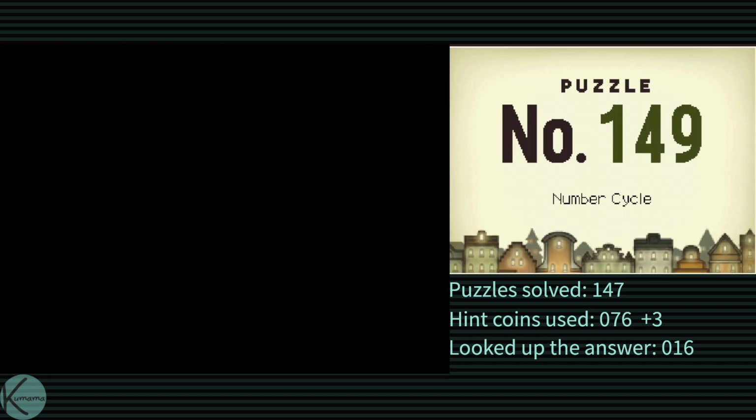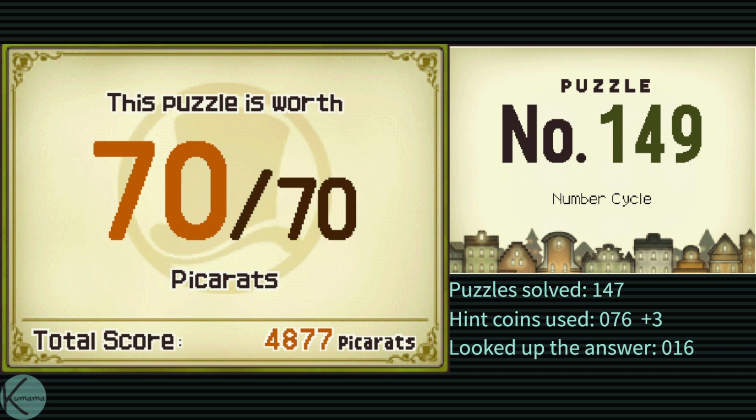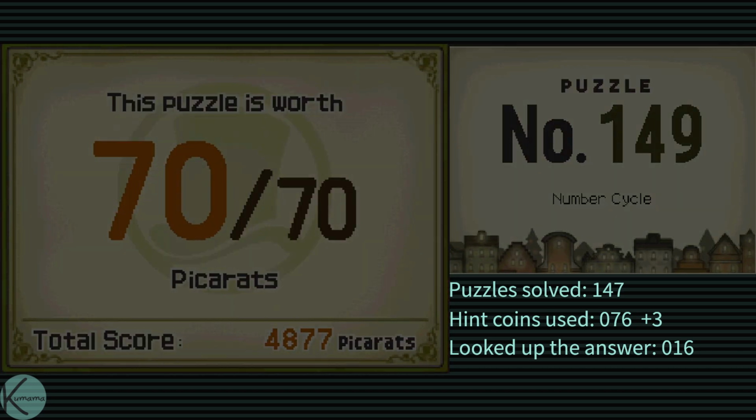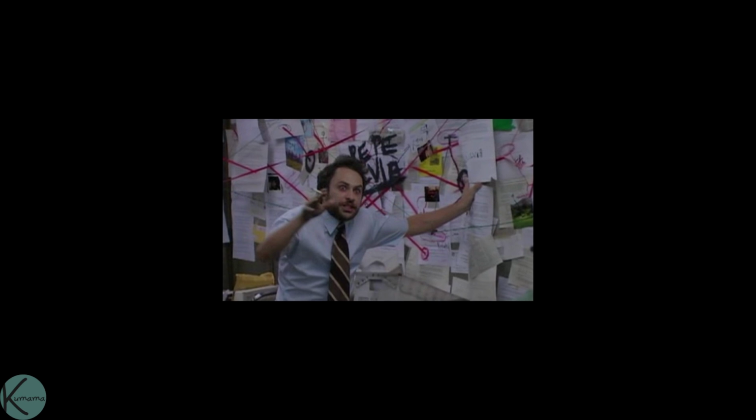I like that we're just standing in this collapsed castle. 149, number cycle. Hey, hi, Kumama here. Okay, full disclosure. This puzzle deals with squaring numbers. I never learned how to square numbers. So, I'm going to read the puzzle, and then we're just going to cut to the end.